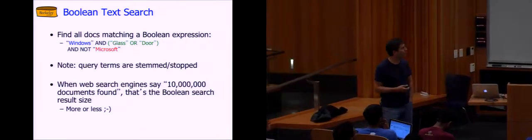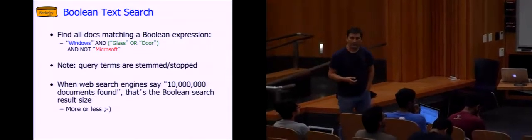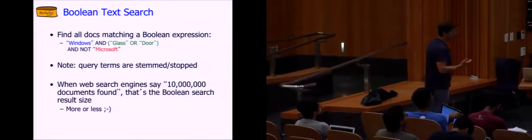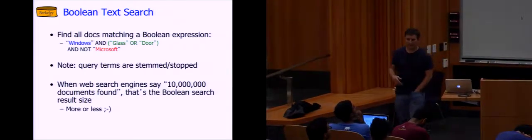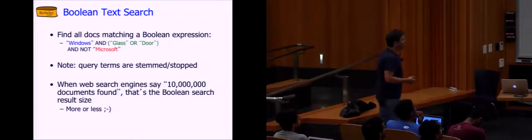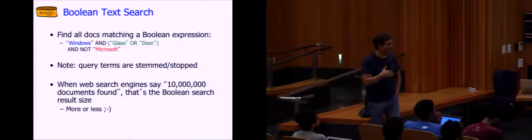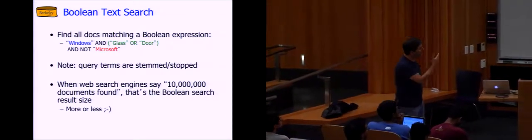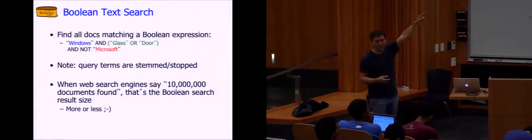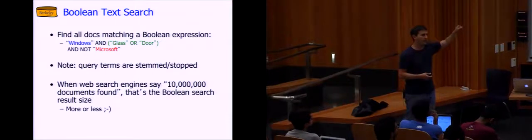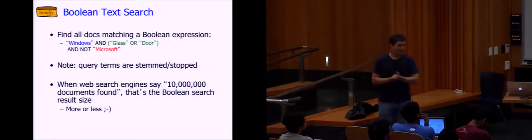So windows will become window, for example, so that a document that has the word window or windowed or windower, it will find all of those things. Query terms are stemmed and stopped just like the documents are. And so when Google comes back and says 10 million documents found, it's pretty much at least an approximation of what you would get with Boolean search.